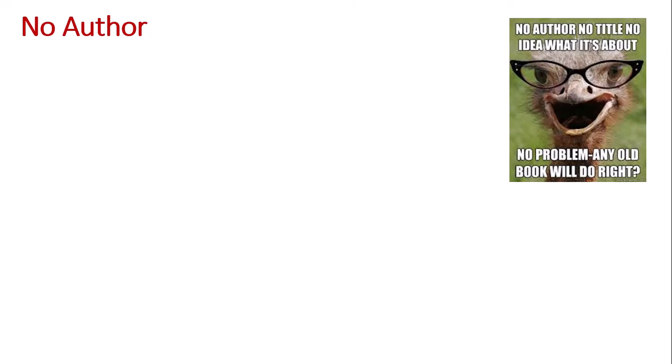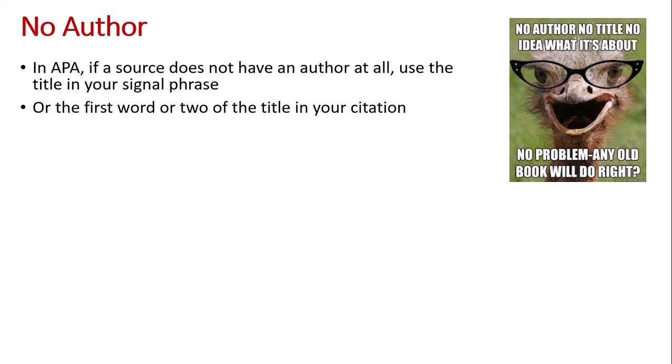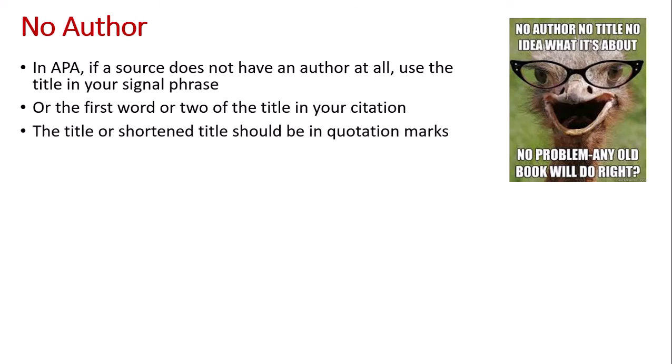Now, I have seen this. Here's an example. If you're looking at testimonials from people who were formerly addicted to drugs. Well, yeah, those might not have an author named, right? That would make sense. So it's just something to check on. If you're in school, I would check with your teacher and see if the source is okay for you to use. But if you can, in APA, if a source doesn't have an author at all, you use the title in your signal phrase or the first word or two of the title in your citations. You kind of shorten it up a tiny bit. The title or shortened title should be in quotation marks.